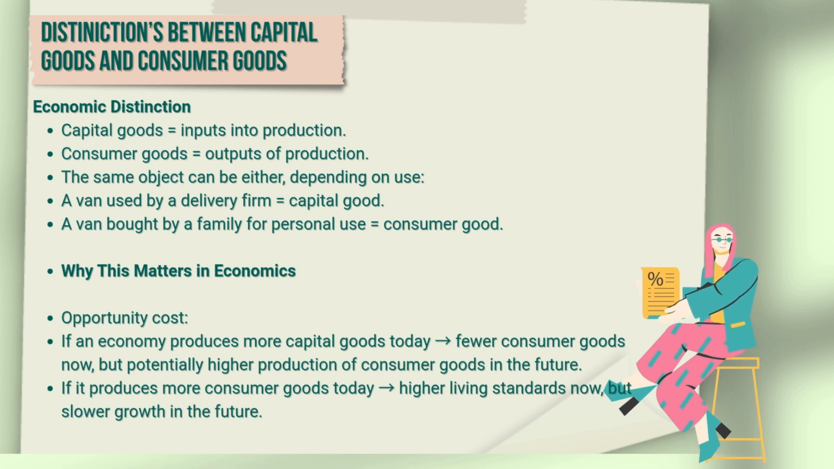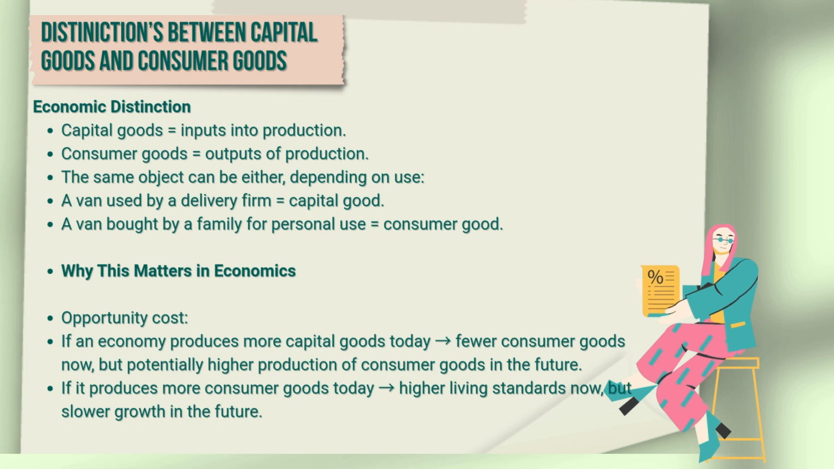Furthermore, on the distinction between capital goods and consumer goods. There's an economic distinction where capital goods equal inputs into production and consumer goods equal outputs of production. The same object can be either, depending on the use. For example, a van used by a delivery firm equals a capital good, although a van bought by a family for personal use equals a consumer good.